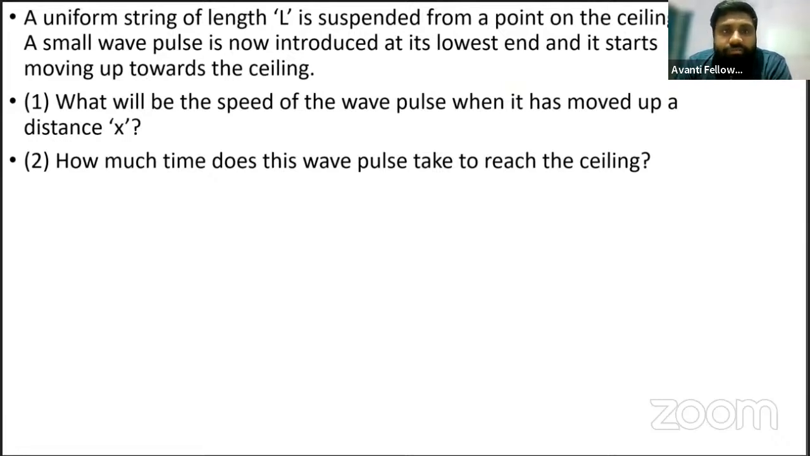A uniform string of length L is suspended from a point on the ceiling. A small wave pulse is now introduced at its lowest end and it starts moving up towards the ceiling. Now, first you have to find what will be the speed of the wave pulse when it has moved up a distance x. So when the wave is at a distance x, what is the speed of the wave? Okay. Second thing is, how much time does this wave pulse take to reach the ceiling? This you also need to calculate.